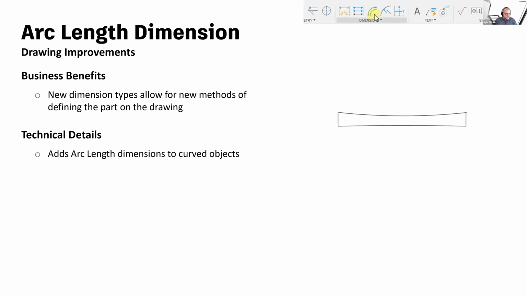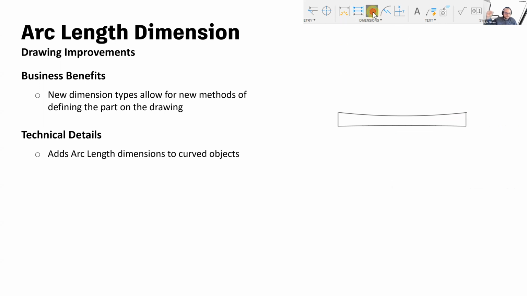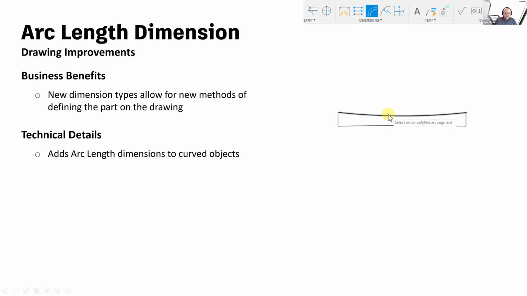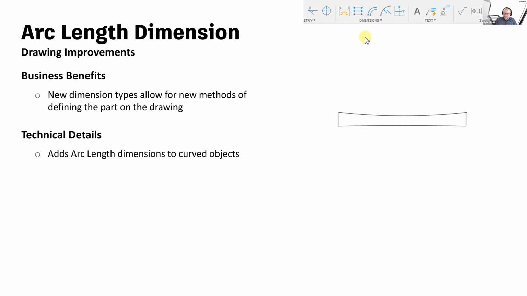The second one is this arc length dimension. These are two new dimension types, so you have to specify that you're looking for an arc length dimension. You can see that they're here in this dimension area. Again, this just allows you to dimension an arc length. So again, something that users have been requesting for a little while now.